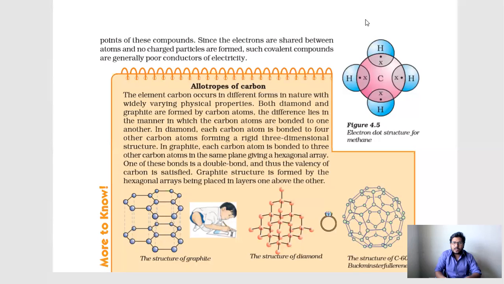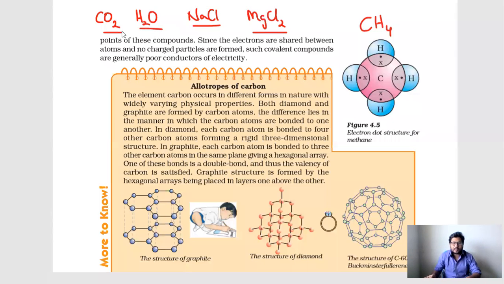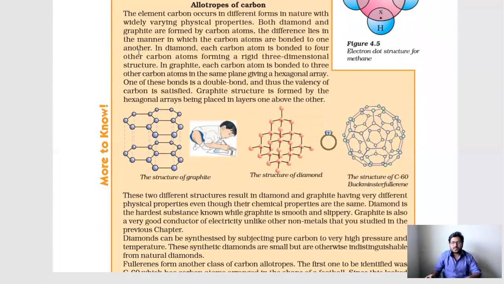How to represent this electron dot structure? This is the electron dot structure of methane, that is CH4. And how to represent electron dot structures for different elements and compound molecules, like for CO2, how you can represent, for H2O, how you can represent, NaCl, how you can represent, MgCl2, how you can represent, that and all we'll see. Of course, NaCl and MgCl2 are related to ionic bond, and these are covalent bonds. Let us check that.